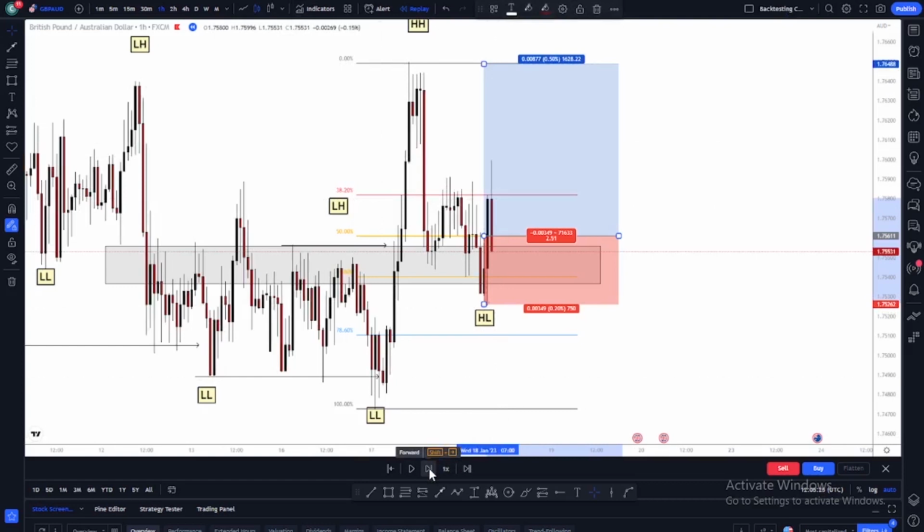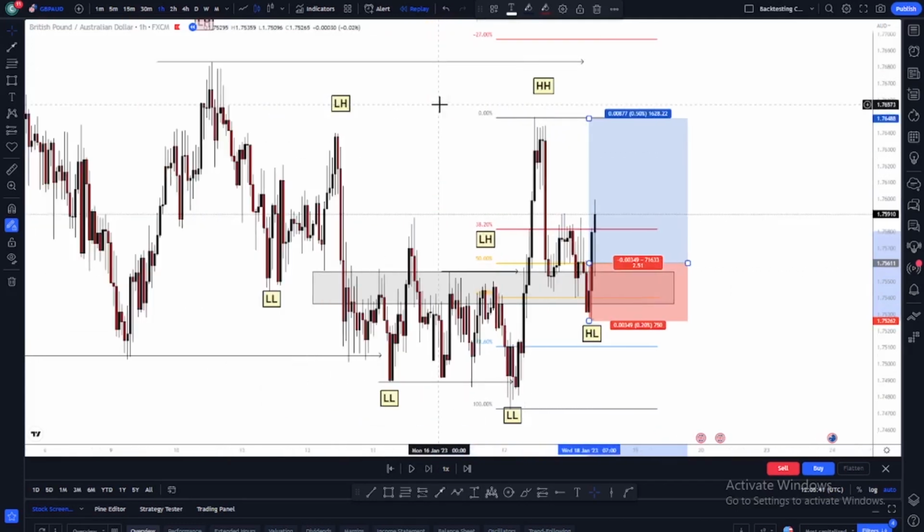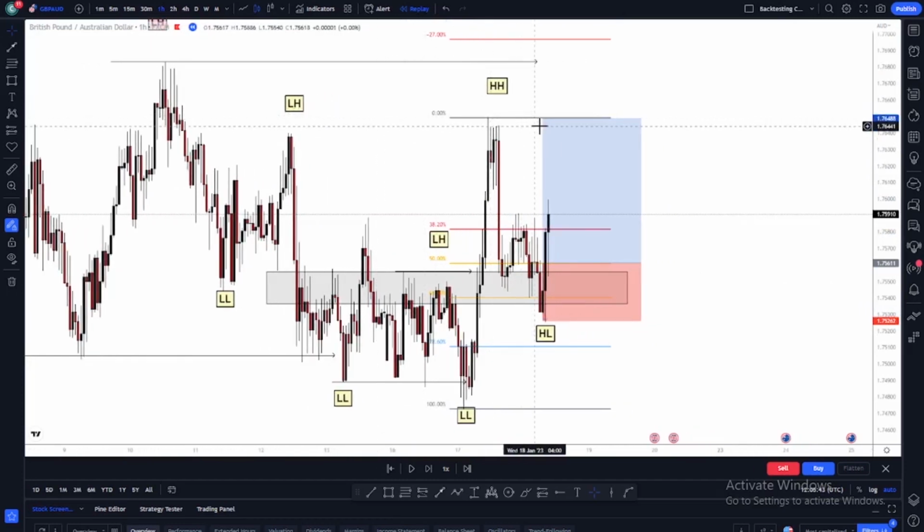Boom, right here. Price tapped me in, so my order was triggered, and right at that moment I went into profit. So where would our first take profit be? Our first take profit will be at our 0%.